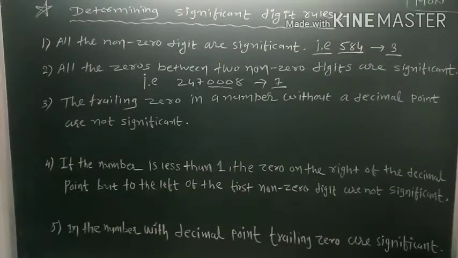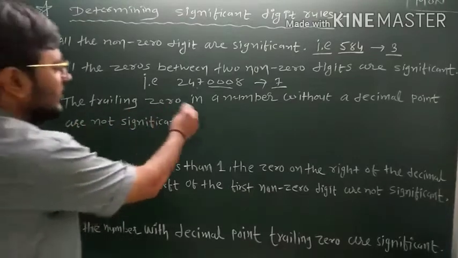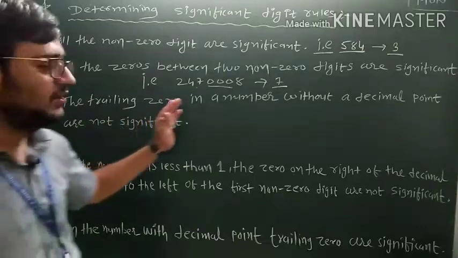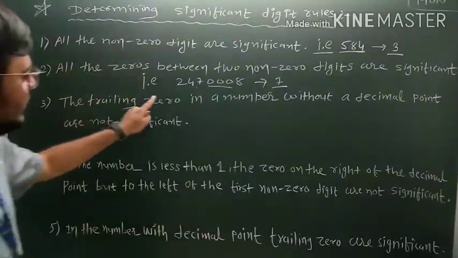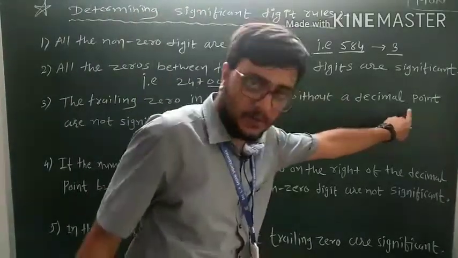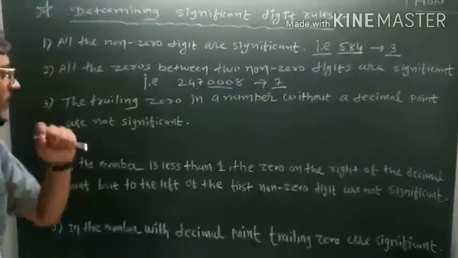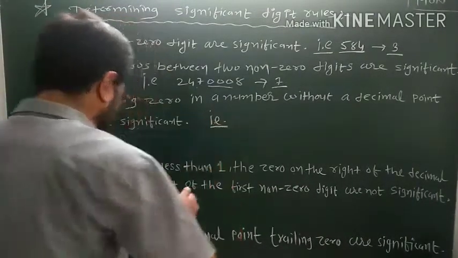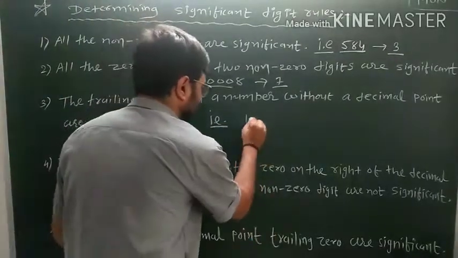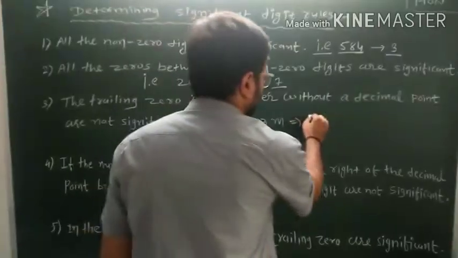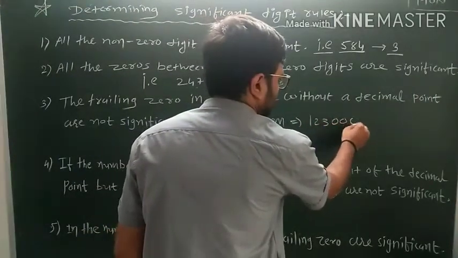Okay, and the third point is: the trailing zeros in a number without a decimal point are not significant. The trailing zeros in a number without a decimal point are non-significant. So let us take one example. Suppose 123 meter. Now we convert it into centimeter, so we get 12300 centimeter.